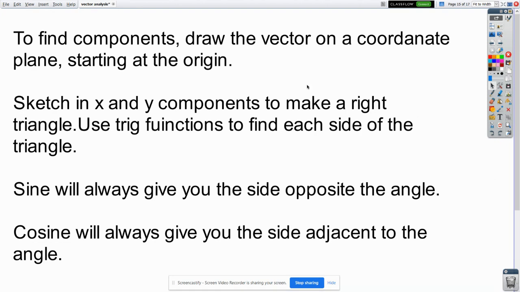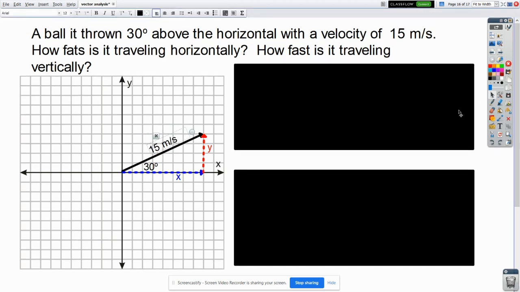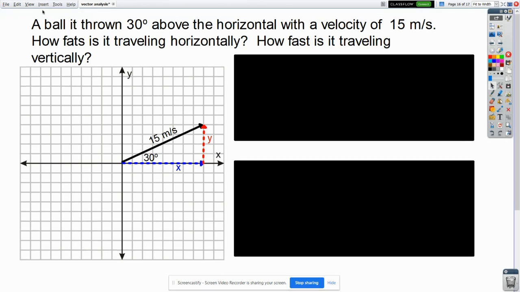Let's check the flip chart. My apologies. Sine is always going to give you the opposite side, the one that's opposite your angle, not part of the angle. Cosine is always going to give you the adjacent side, the one that's connected to the angle. Again, sounds more complicated than what it is. This graphical analysis method is the way to do it. It's quick and easy. Of mathematical analysis.